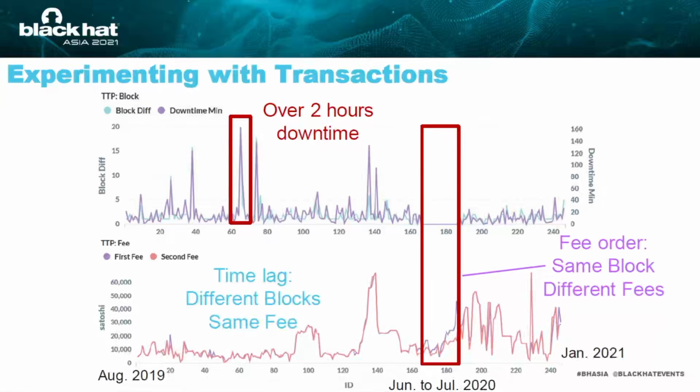Then they started conducting the trial and error of the fee order strategy since June 2020. They conducted 2 transactions in the same block, and they set a higher fee on the first transaction compared to the second transaction. It seems that they succeeded in realizing the fee order strategy. However, they returned back to the time lag strategy. They might not be sure to control the order of confirmation based on the fee order strategy.